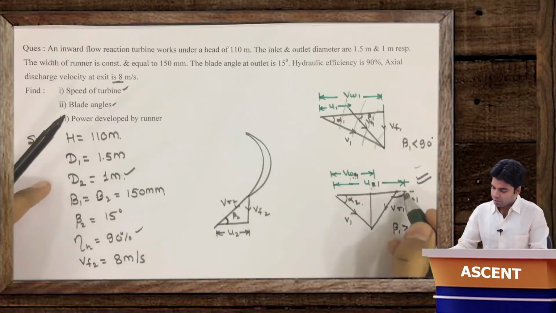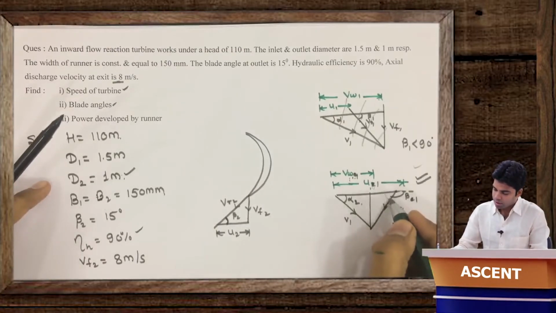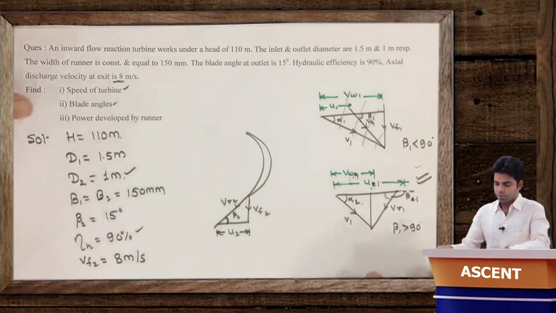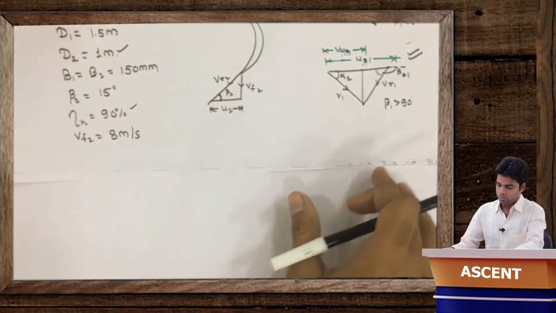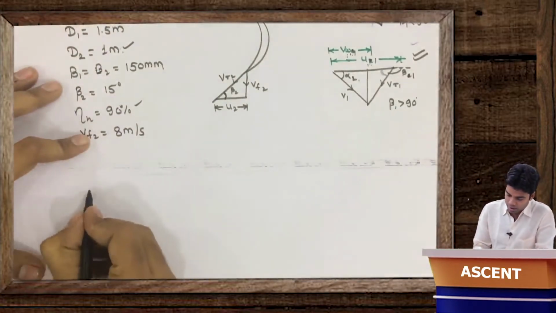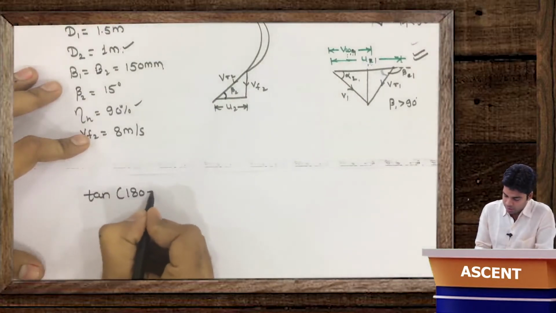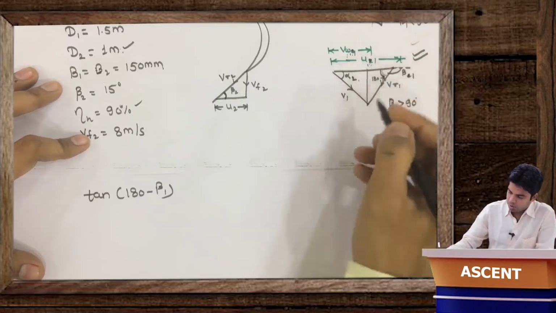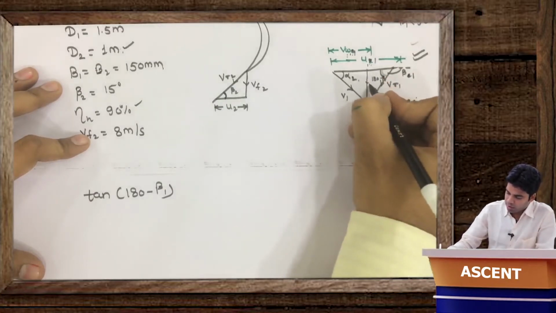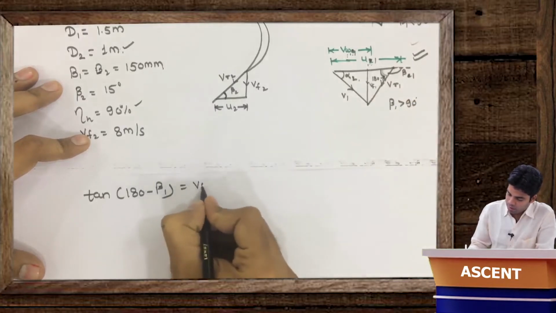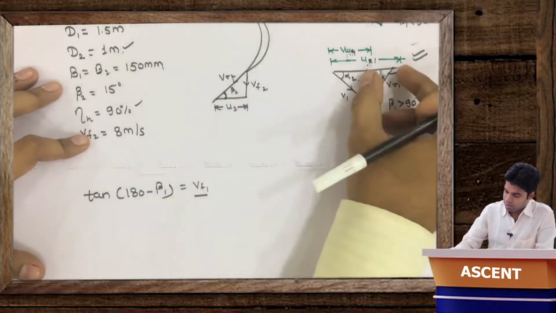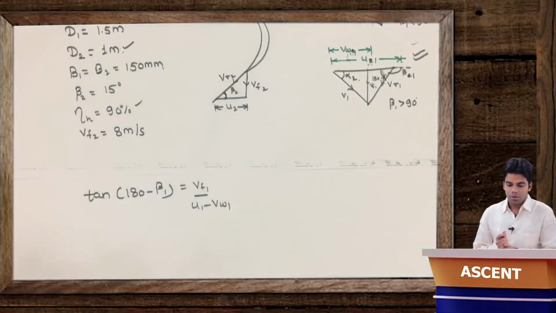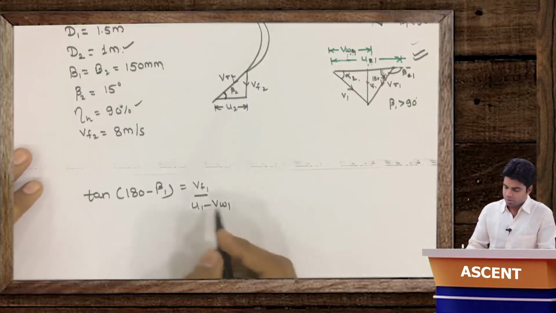Now since this angle is beta 1, this angle will be 180 minus beta 1. Okay, so we will put tan of 180 minus beta 1. Now you can see from this figure, tan of 180 minus beta 1, this angle, this will be equal to, this is nothing but vf1, the perpendicular, upon the base, and the base is how much? u1 minus vw1. Getting this or not? Okay, vf1 divided by u1 minus vw1.